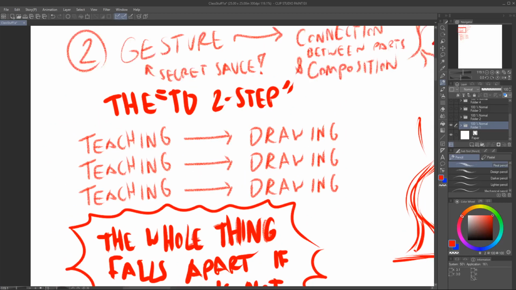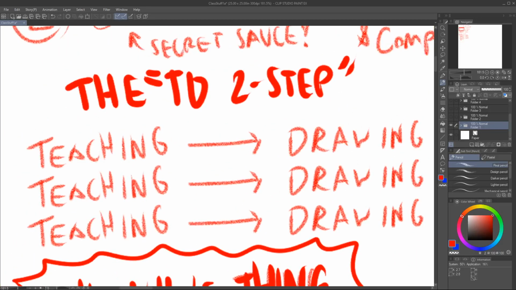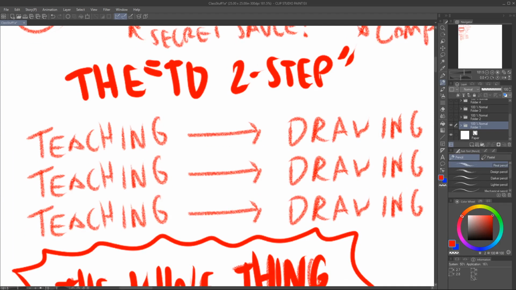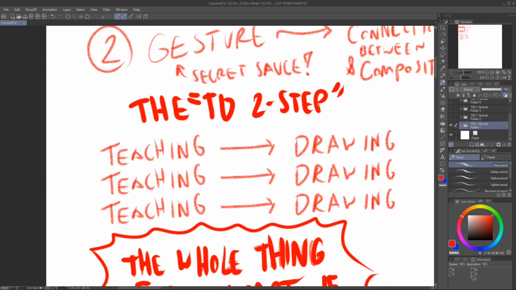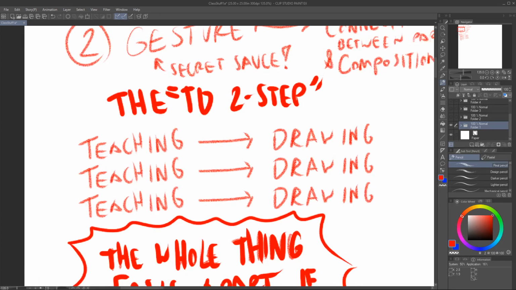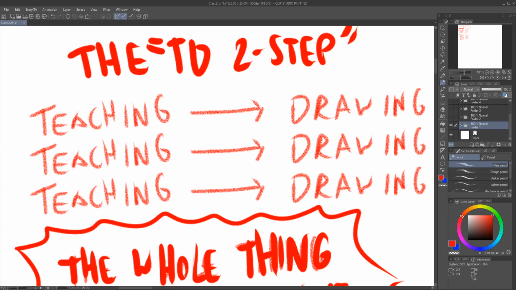One of the big things that we're going to be emphasizing in the way we do the classes is the TD two-step, which is the teaching and drawing two-step. It's not enough for me to teach things. You have to draw also. So in addition to what we do today, we're also going to jump right into drawing. I'll show you what you are supposed to do, and then I want you to do it.